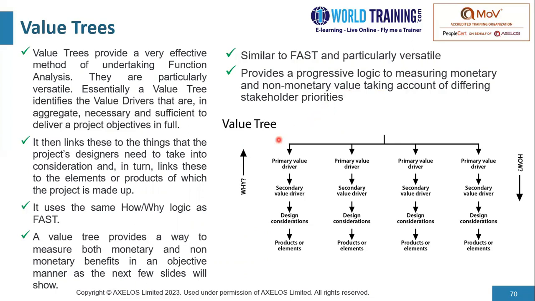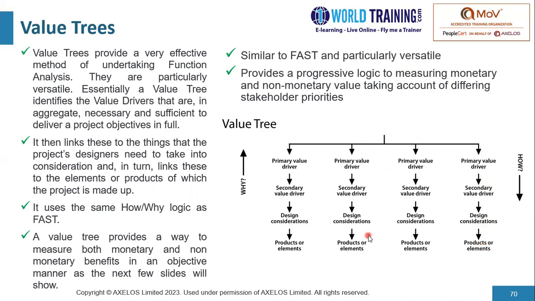So again, the same approach, the how question and the why question. So we take a particular objective and create a value tree. We break down that objective into multiple value drivers. How do we make sure that this particular value driver is achieved? By having a secondary value driver. How do we make sure that these secondary value drivers are taken care of? By having these design considerations and these products or elements in place.